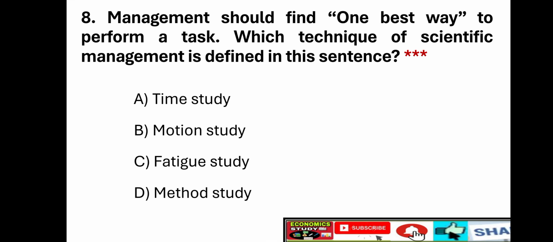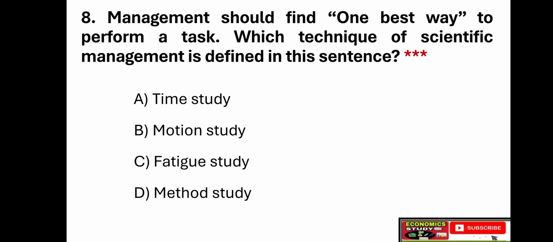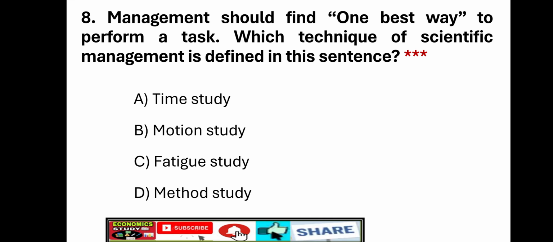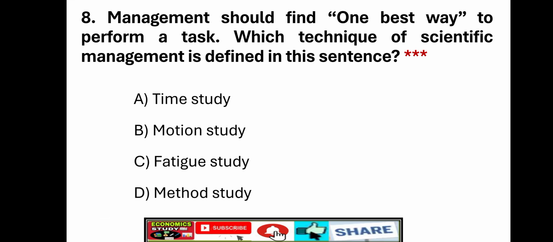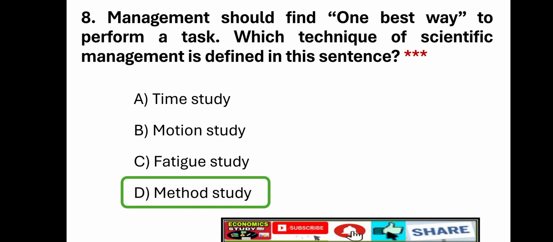Management should find one best way to perform a task. Which technique of scientific management is defined in this sentence? Option A, time study; option B, motion study; option C, fatigue study; option D, method study. Right answer is option D, method study.